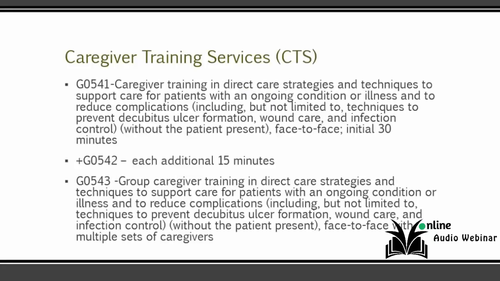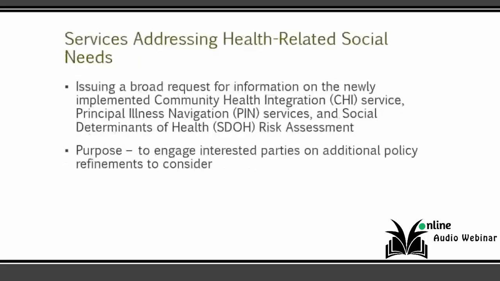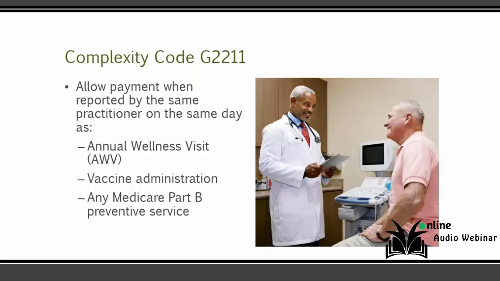All right, let's look at caregiver training. So here's our codes, G0541. This code covers caregiver training and direct care strategies. Now G0542, this code represents an additional 15-minute session. And then we also have G0543. It applies with multiple sets of caregivers. All right, for 2025, CMS has issued a broad request for information on the newly implemented community health integration services, principal illness navigation services, and social determinants of health risk assessment, as with our complexity code G2211.